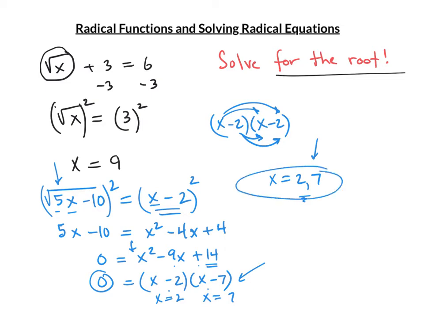But occasionally, you'll get a case where one of these doesn't work. It's called an extraneous answer. We toss it because I can't take the square root of a negative. It's even possible that maybe both answers wouldn't work and you have a no solution.